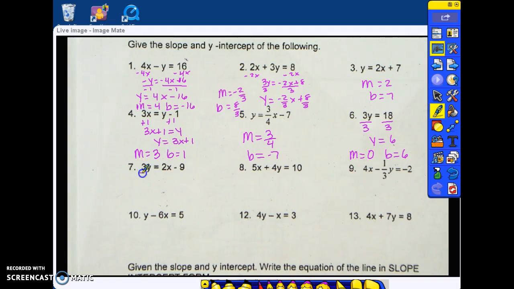For number 7, we divide by 3 on both sides. Y equals 2/3 x minus 3. Your slope is 2/3. Y-intercept is negative 3.